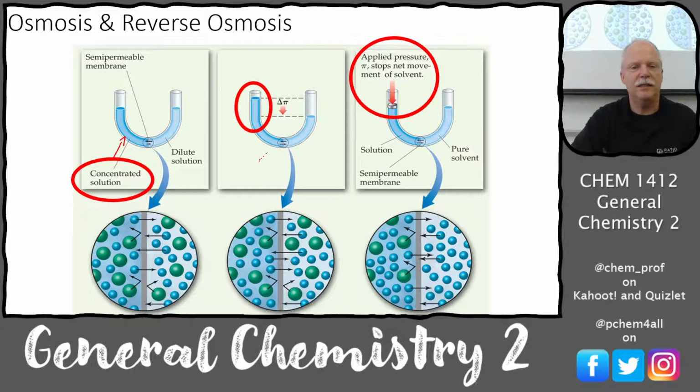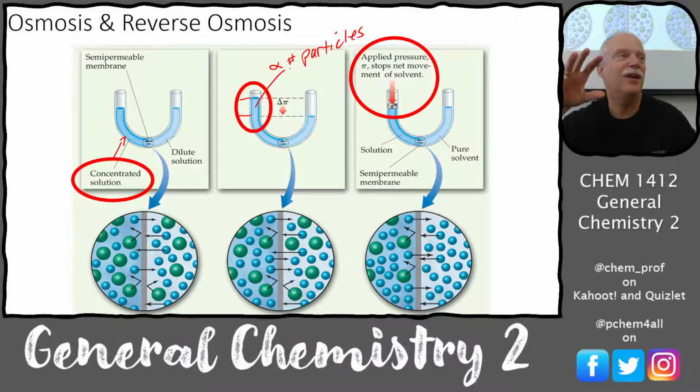What that does is push more volume over here, and you can look at this difference, and that's what we call osmotic pressure. This column of water that grows on the concentrated side is a way to measure this osmosis effect, this osmotic pressure. Remember, it's proportional to the number of particles.